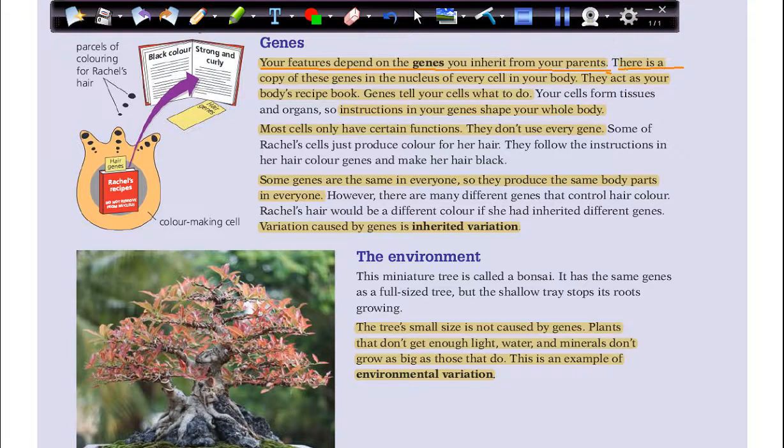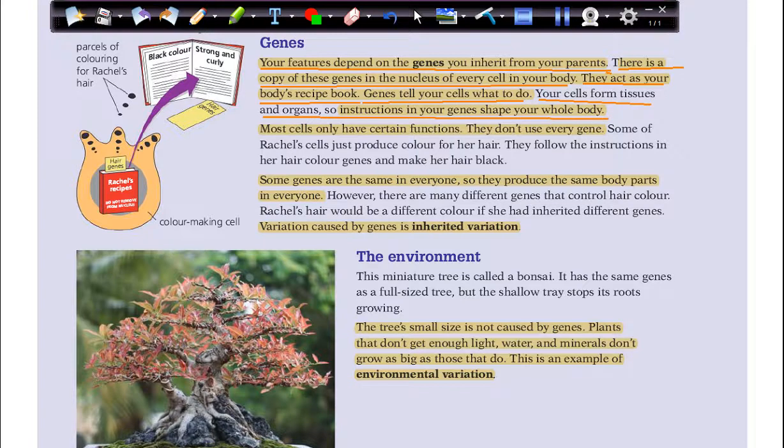There is a copy of these genes in the nucleus of every cell in your body. So each cell in your body has a copy of these genes. They act as your body's recipe book. So when we want to cook, we should have a recipe to tell us what to do exactly. So these are the genes inside the nucleus. They tell the cells what to do exactly. So genes tell your cells what to do. Your cells form tissues and organs, so instructions in your genes shape your whole body.